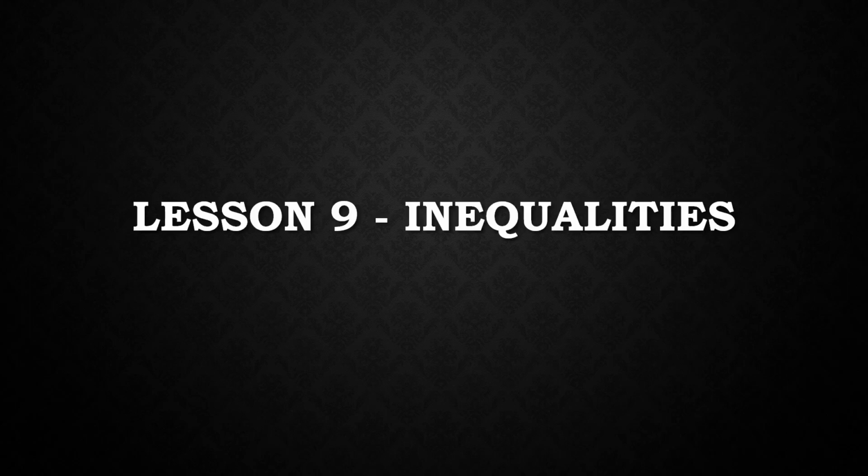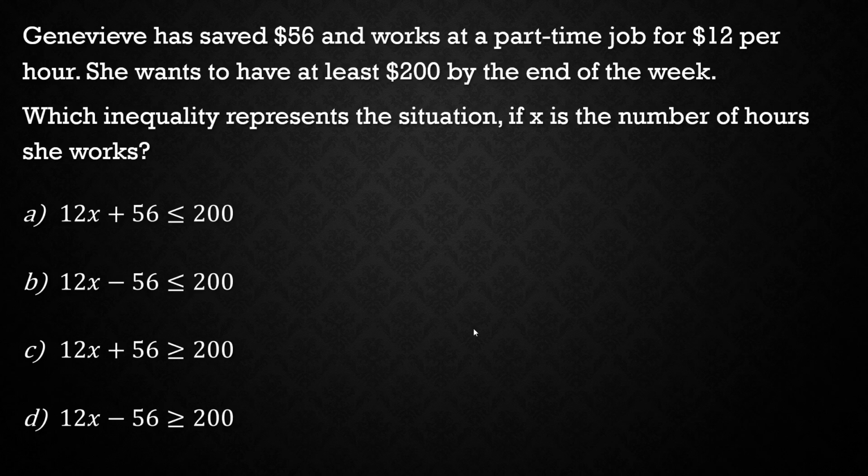In this video, I will be going over lesson 9, which is about inequalities. Our first question says that Genevieve has saved $56 and works at a part-time job for $12 per hour. She wants to have at least $200 by the end of the week. Which inequality represents this situation if X is the number of hours that she works?